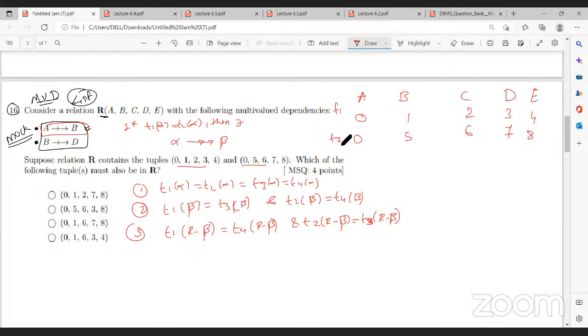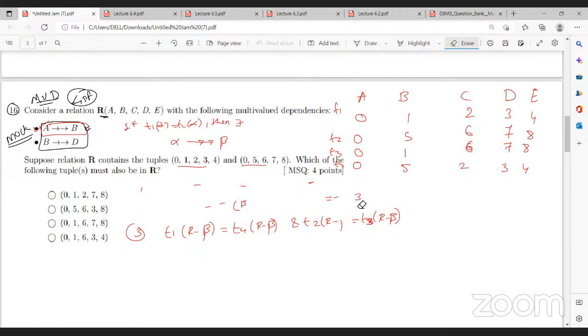So if you apply these four conditions, what should be my T3 and T4? Now looking at the first condition, it should be 0, 0, right? 0, 0 and 5 and 1. Here T1 beta, T3 beta. So T1, T3, that is 5, 1. And here T1 R minus beta equals T4 R minus beta. So T4, it is 2, 3, 4 and 6, 7, 8, right? Now if you observe, it will satisfy A multi-determine B only. So here I'm getting the four tuples. Okay, so I will erase this now.